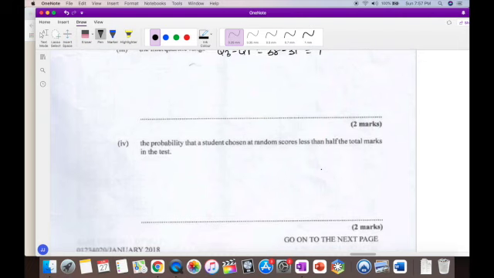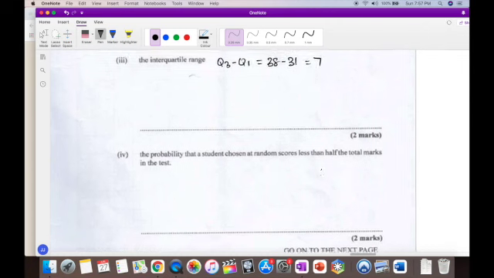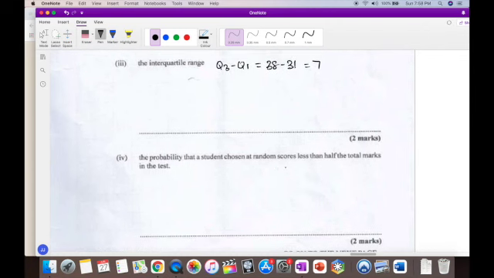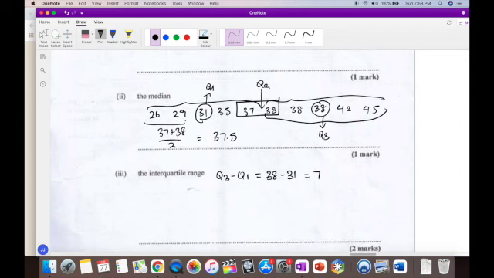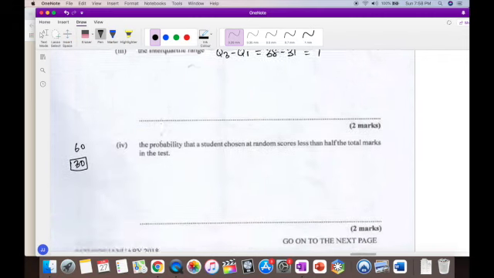The probability that a student chosen at random scores less than half the total marks in the test. Right? So the test is 60. So half the total, half of 60 is 30. So I have to look at all of the students who scored less than 30. So we could see here that 2 students out of 10 scored less than 30.